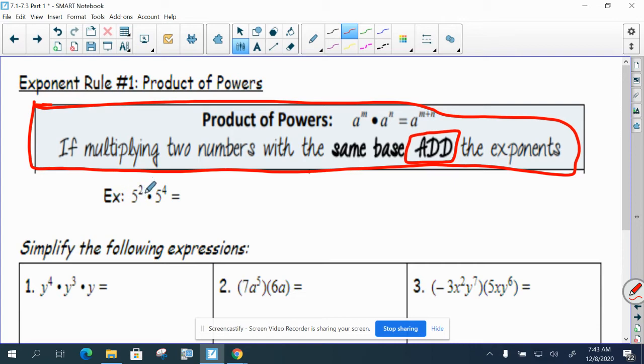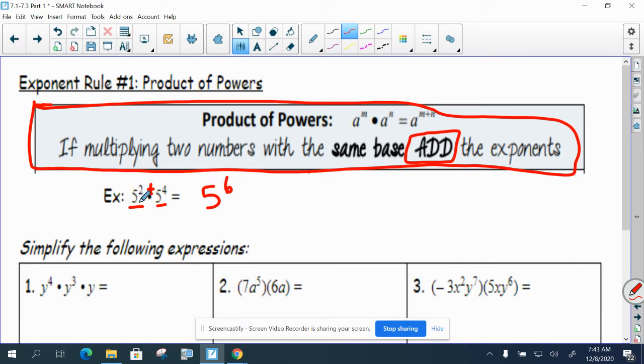So here, if we have 5 squared times 5 to the 4th, it would be 5 to the 6th. The bases have to be the same, they can't be different. If they're not the same, then you can't combine them. If I see the bases are the same, I think of putting a plus sign in between the exponents. So I know 2 plus 4 is 6.